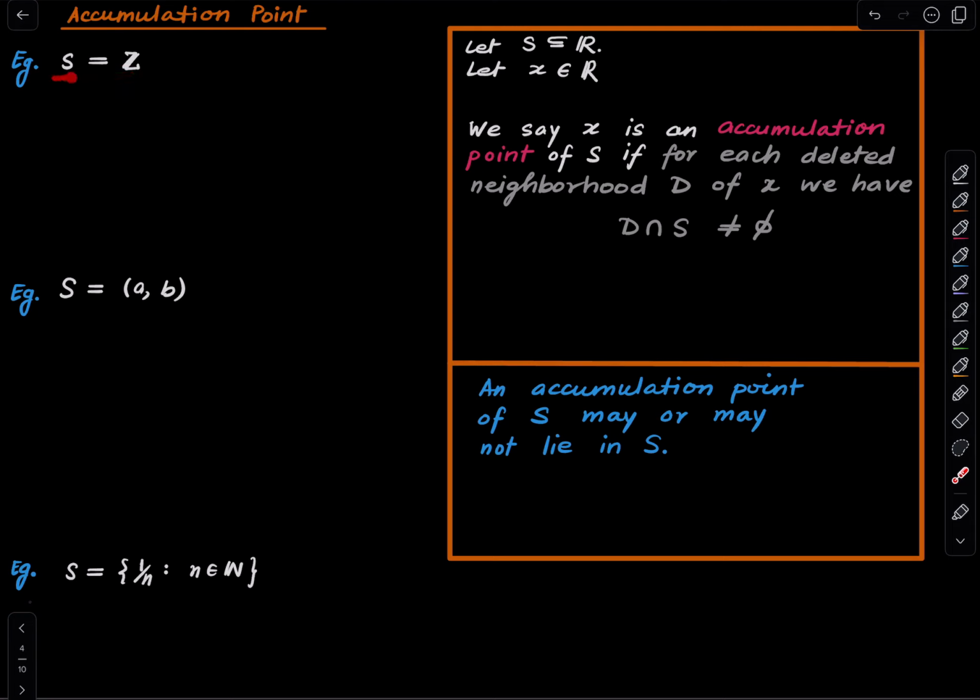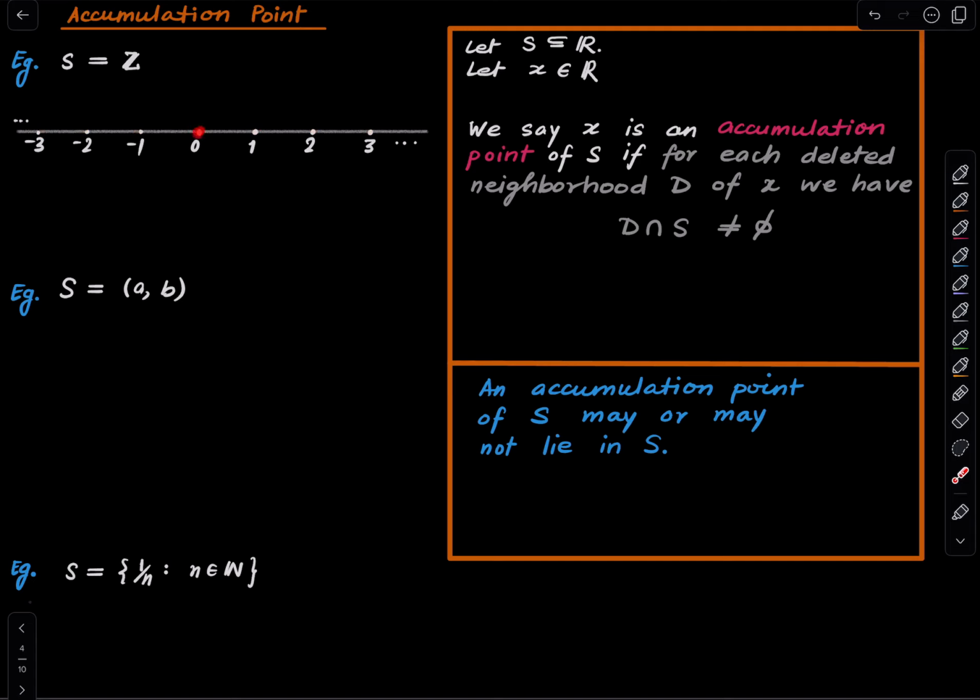So here the set is all the integers, and we can depict them via a diagram. So let's say this is our real line. And we have the integers, the 0, then we have 1, 2, and so on. So these things are precisely the elements of S.